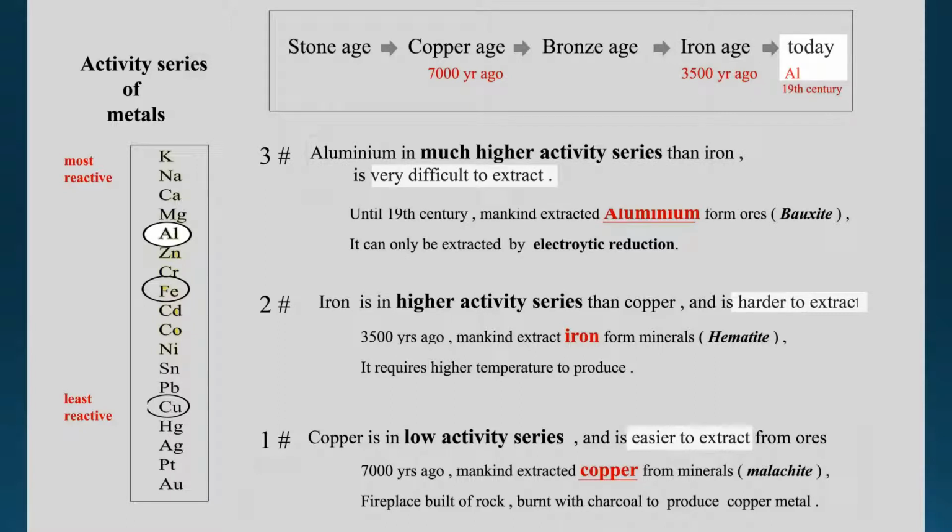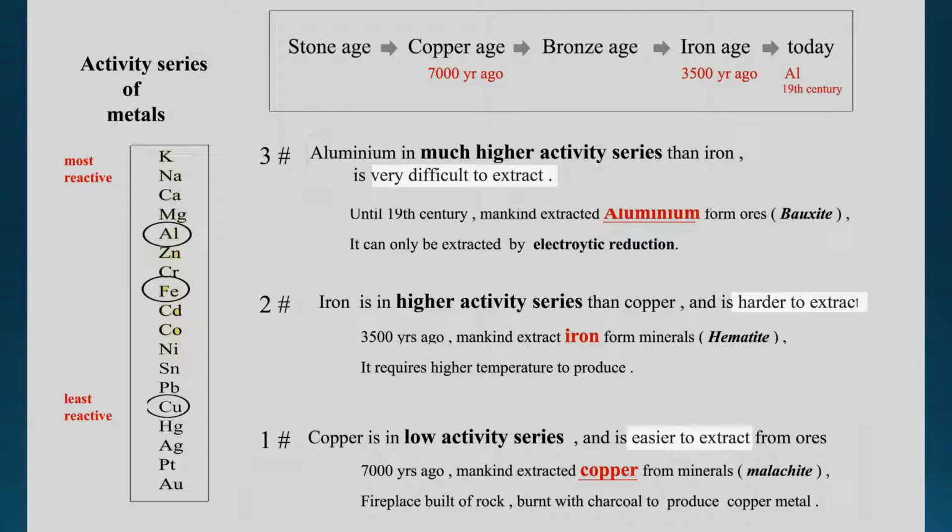Aluminium has a much higher activity series, so it is very difficult to extract. Until the last century, the 19th century, mankind could extract aluminium from the bauxite mine, and that is called electrolytic reduction, using electricity as well as heat to extract aluminium.